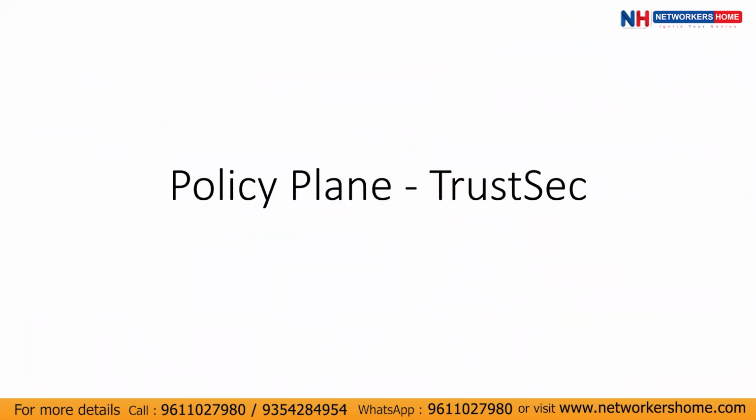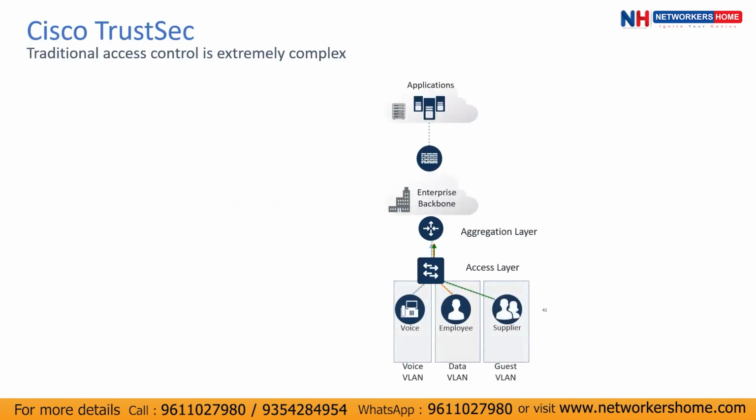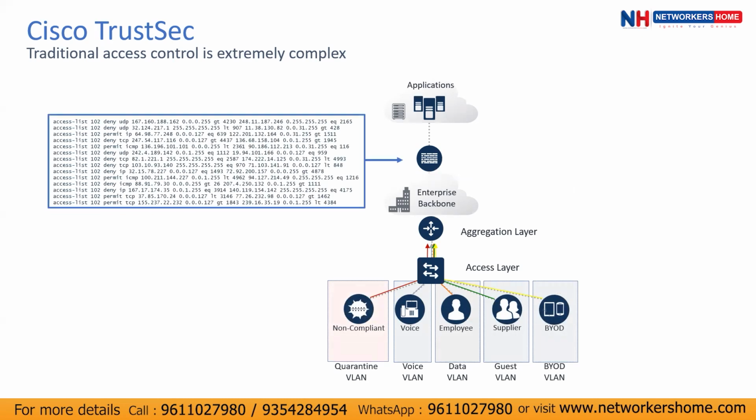Okay, so let's start with this policy plane, and it is based on the Cisco TrustSec architecture. Traditionally, in the core, distribution and access layers, we try to segregate users based on different VLANs or VRFs, like employee, voice, supplier, bring your own device VLAN, or quarantine VLAN, right? Based on that, we create permit and deny rules: this IP is allowed to this IP, this protocol with this protocol or not, this particular user is allowed to use YouTube or not, whatever, right?